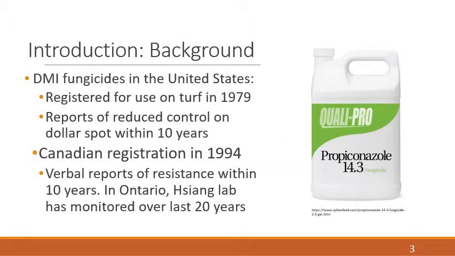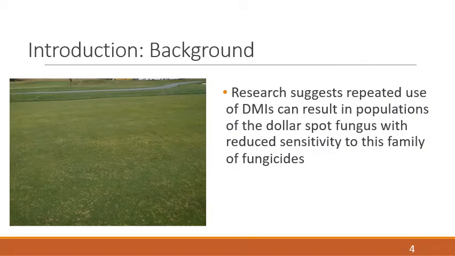We'll start with a brief background and some justification for this project. In 1979, DMI fungicides were registered for use against turf diseases in the US. Within 10 years of registration, reports of the fungi developing resistance to this family of fungicides occurred. In Canada, the first registration of DMI fungicides against turf diseases was in 1994. The Hsiang Lab has been monitoring resistance to DMI fungicides in dollar spot ever since. The research around this pathogen-fungicide system suggests that repeated use of a DMI in an area can result in populations of a target fungus with reduced sensitivity towards a used fungicide.